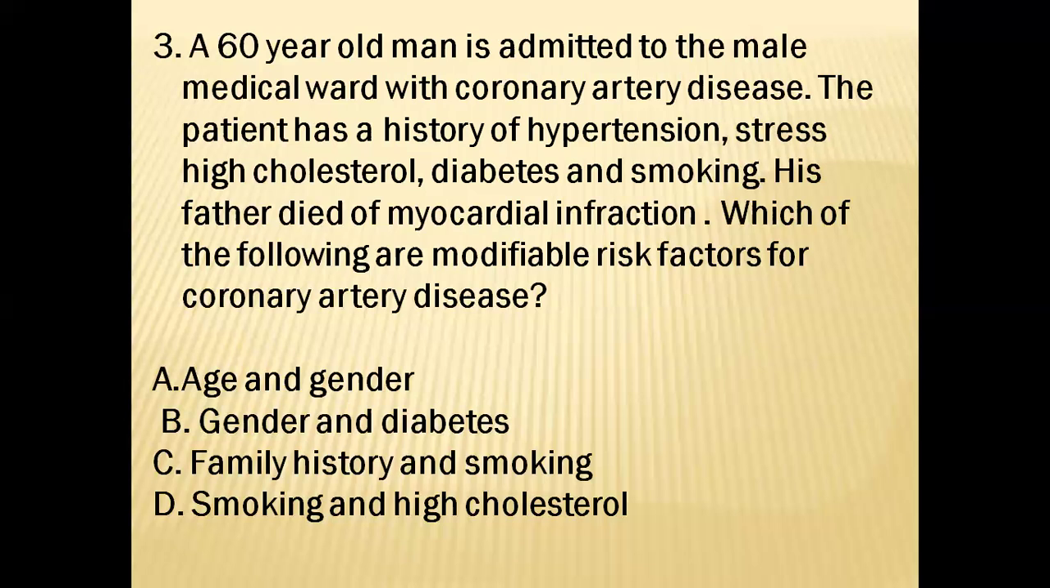Got the point? Listen carefully and see the options clearly. Option A, age and gender. Can you modify them? No, we cannot change the age or the gender, so it is the wrong answer. Next one, gender and diabetes. Gender you cannot change. Maybe diabetes can be controlled, but the gender you cannot change, so this is also the wrong answer.